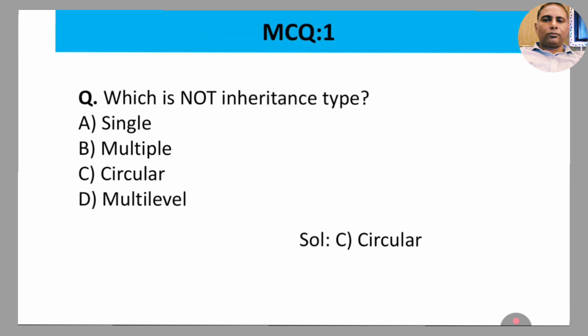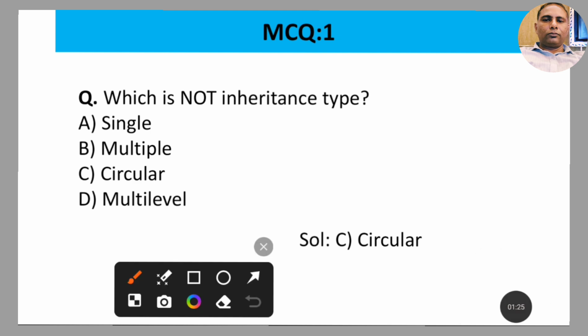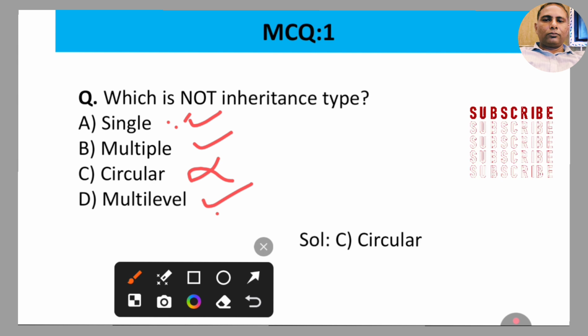Now, if we talk about today's lecture, the first question is, which is not an inheritance type? The options are single, multiple, circular, multi-level. In the types of inheritance lecture, we have seen single inheritance, multiple inheritance, and multi-level. We have not seen circular inheritance. So I think option C is the correct answer for this question.